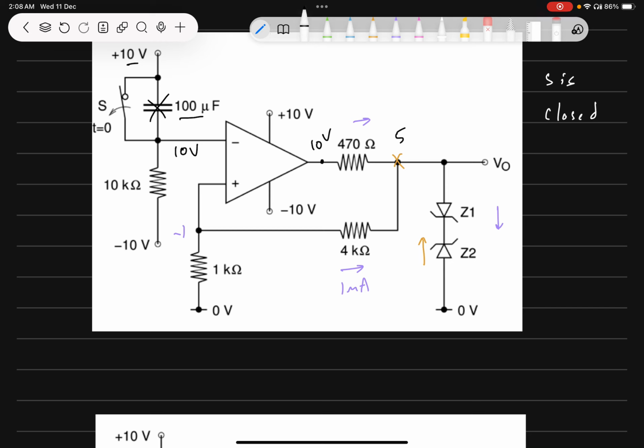If this is plus 5, there will be a current flowing in this direction, and the magnitude of the current will be 10.6 milliampere.